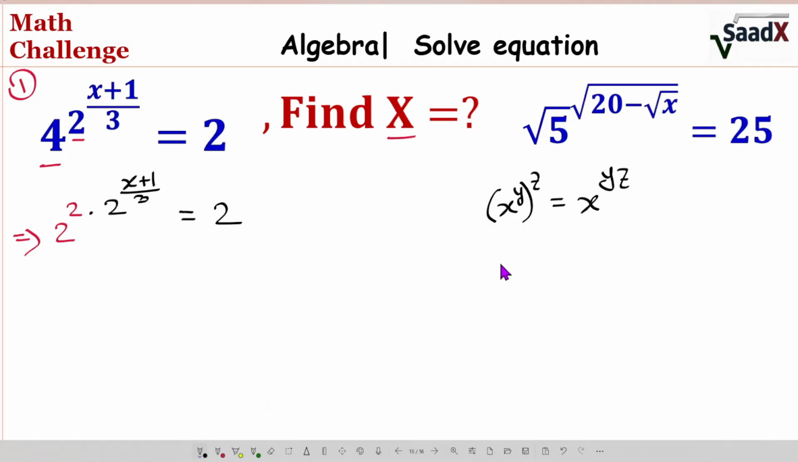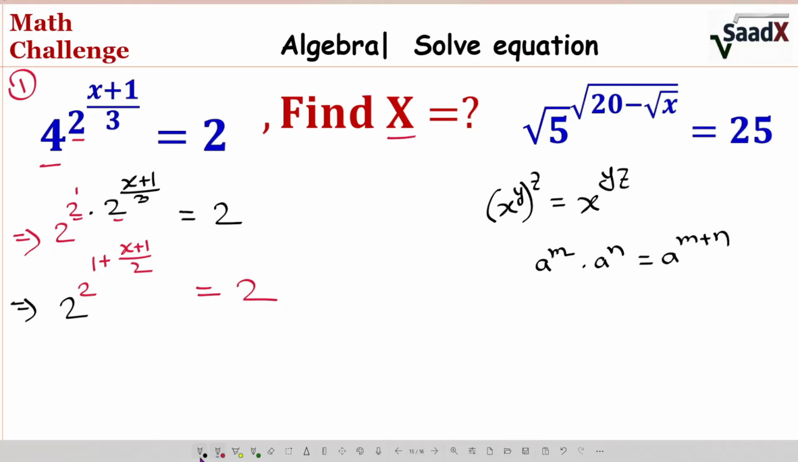We know in a product, once the bases are the same, the powers will be added. It means a to the power m times a to the power n equals a to the power m plus n. Therefore we can write this as 2 to the power... these two have no power, it means this is 1, right? So 2 and 2, this is our base, and here is 1 plus (x plus 1) divided by 2 equals 2, right?